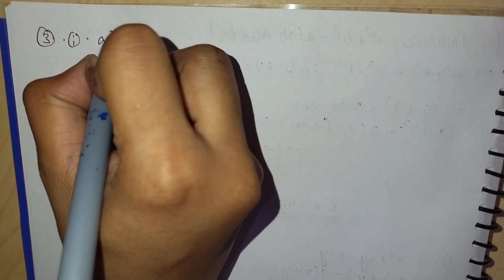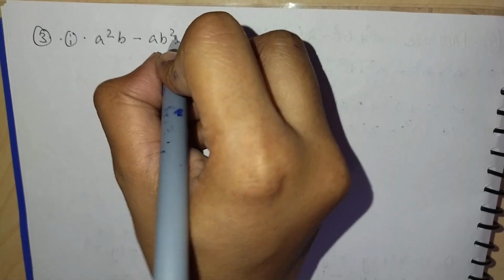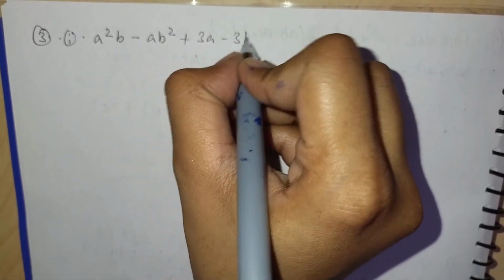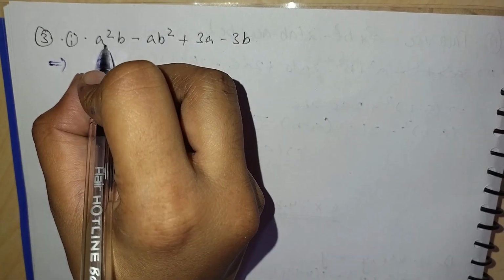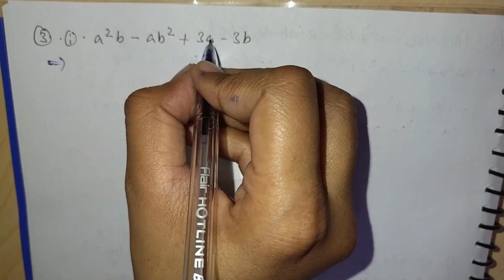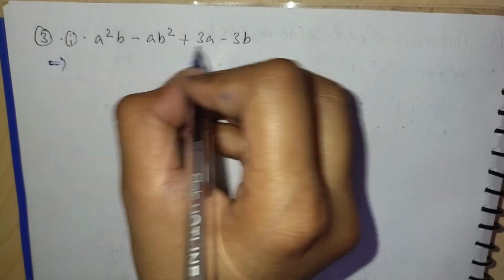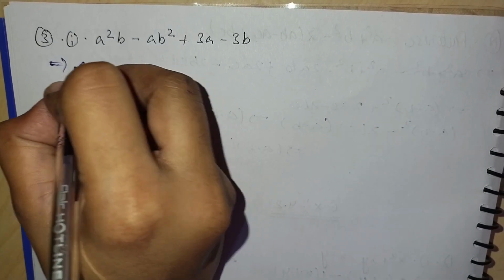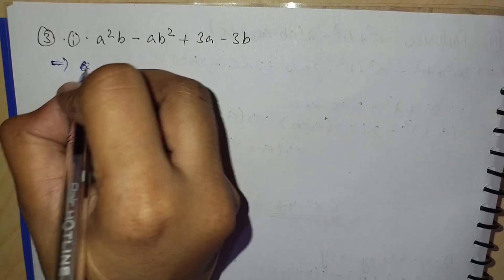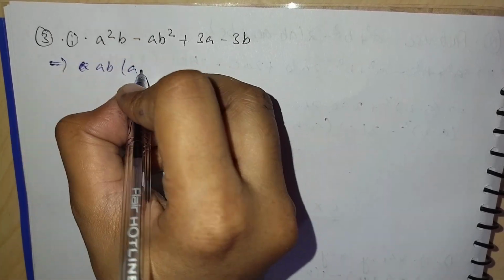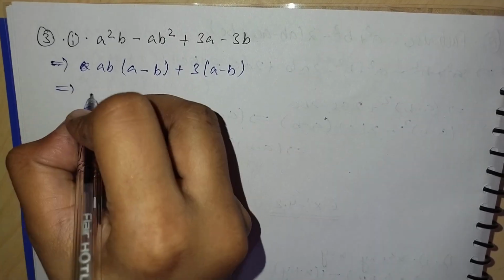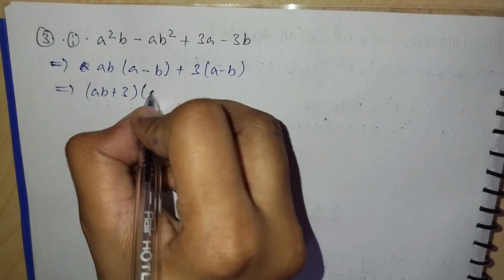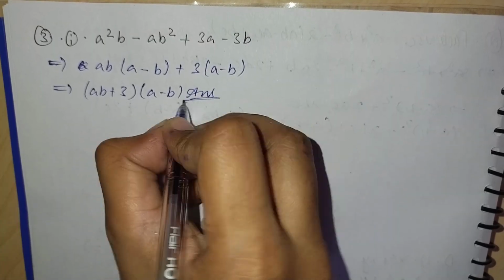Now let us solve the first question, which is a square b minus ab square plus 3a minus 3b. On solving this, we can take common ab here, so we get a minus b plus 3 times a minus b. So ab plus 3 and a minus b is the answer in this question.